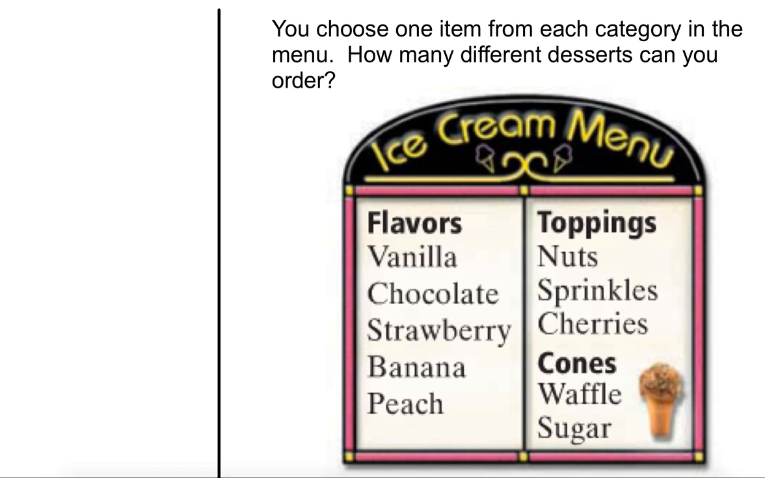So for instance, here we have an ice cream menu. I have 5 flavors of ice cream, 3 flavors of toppings, and 2 flavors of cones. 5 times 3 times 2 is 30 outcomes. All right, you're going to give it a try. Good luck.